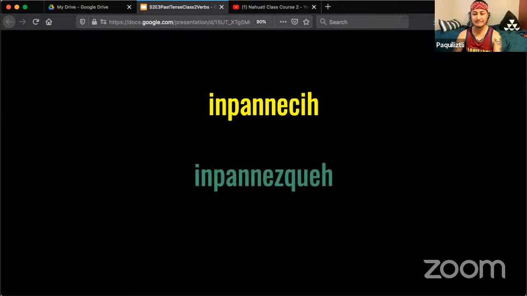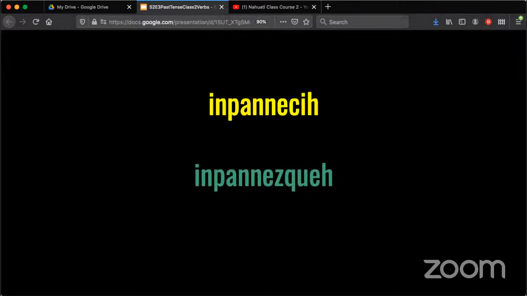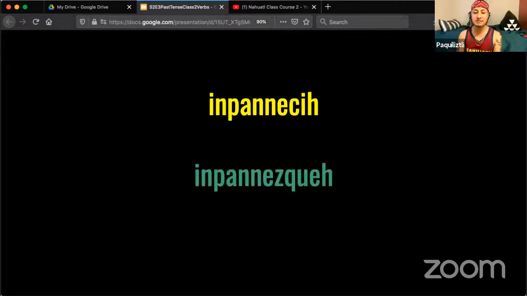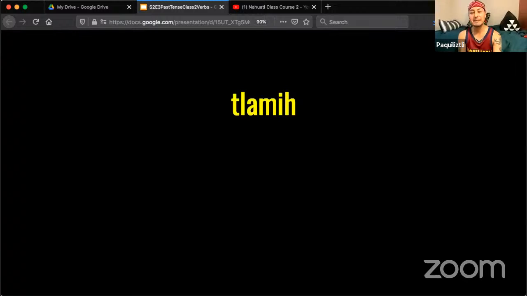If you look this up, you're going to see that it means for a part of a person's body to show, like if they're hiding and a specific part of their body is showing. So impanesque would be like if you're hiding and a part of your body is showing. Okay, tlami, tlami.